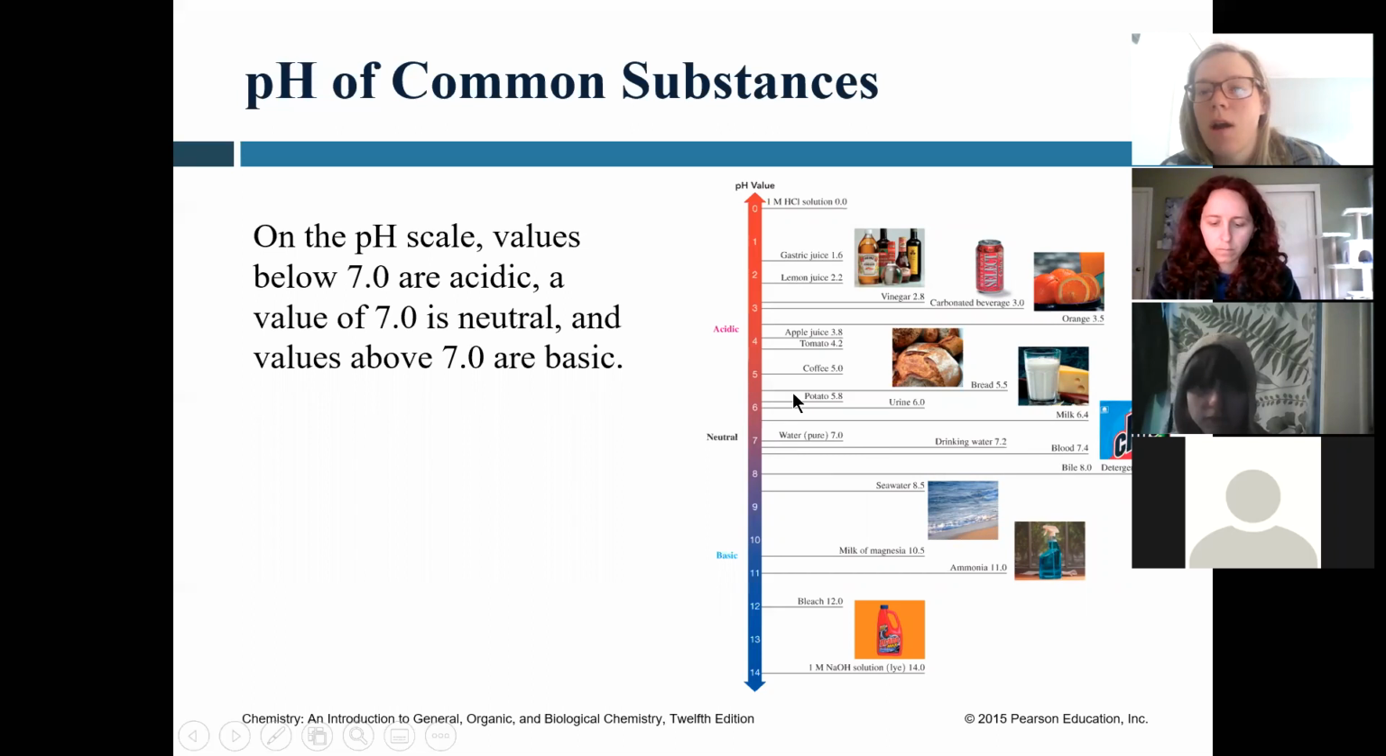If we go into lower pHs, a lot of the things that we eat are lower pH or slightly acidic. Milk is 6.4, coffee is 5, tomatoes, apple juice, carbonated beverages, lemon juice, all these acidic things. Not everything that's acidic we ingest, but most of the things we ingest are acidic. If you look over here, our stomach gastric juice is sitting at about a 1.6, so very, very acidic.